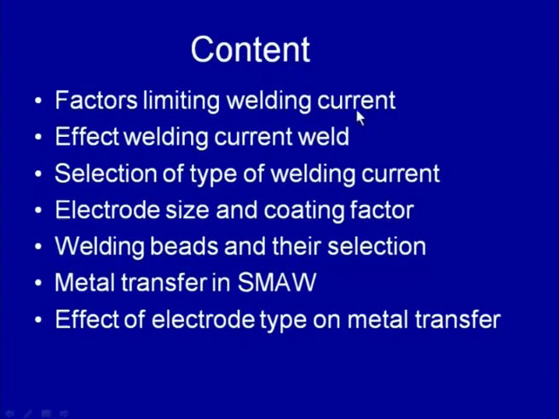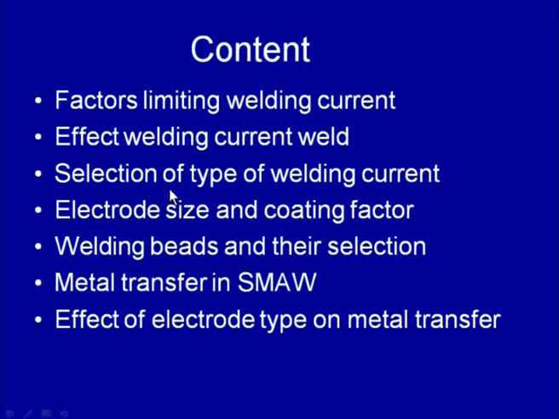So, the detailed content of this presentation will include the factors limiting the welding current. Here mainly we will try to see what are the factors that limit the upper level of the current which can be used with a given electrode, and the lower level of the welding current which can be used, and the effect of the welding current on the weld bead geometry and the development of the sound weld joint. Similarly, we will see the effect of other welding parameters like welding speed and the arc voltage on development of the sound weld bead and the good weld joint.